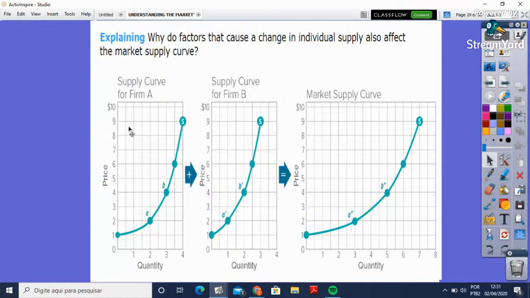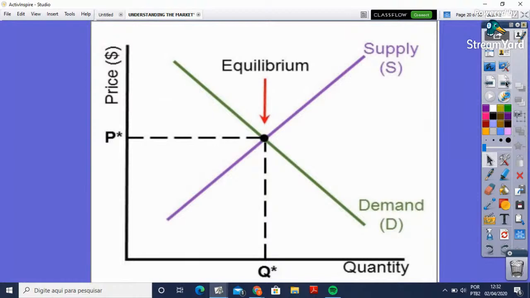The same thing here. I have firm number 1. Okay, this is a restaurant. This is my second restaurant. Individual supply curve A, individual supply curve B, and then I have my market supply curve. But then we have supply and demand, and we need to put this together because this is on one of your assignments. How do you put this together?